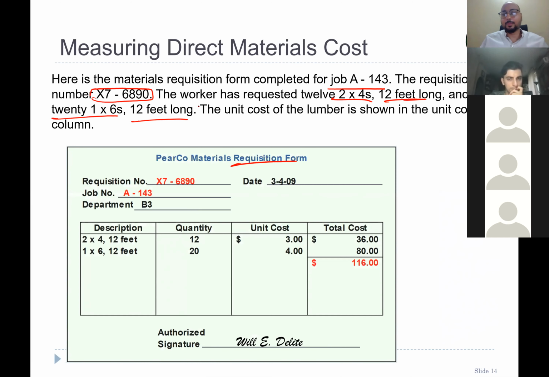The unit of the numbers are shown here. So these are just like the dimensions of that number, and these are the quantity. You need 12, 20, right? So per unit cost of 2 by 4, 12 feet, cost is 3, so total cost would be 36. So 1 by 6, 12 feet, you need 20 quantity, one piece is $4, so the total will be 80.